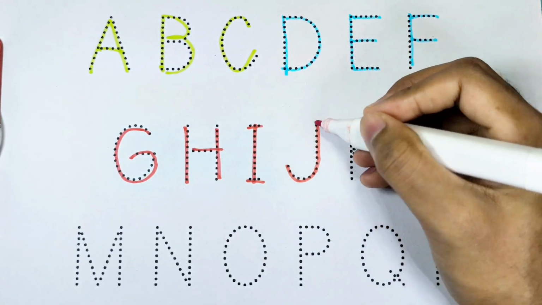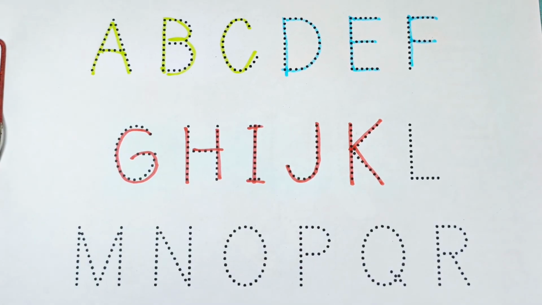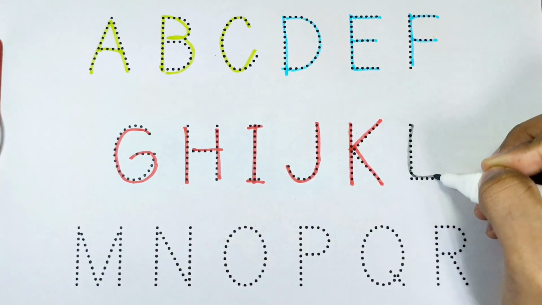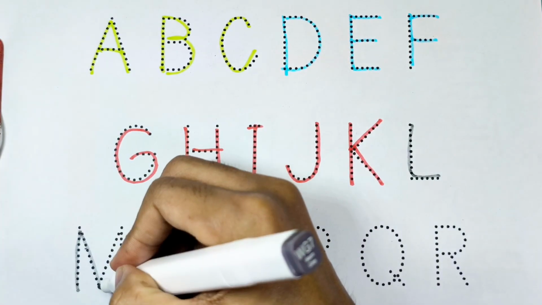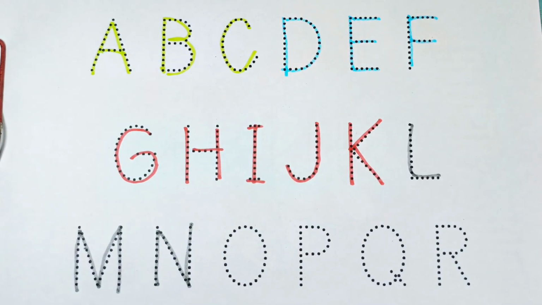The next one is J. J for jackfruit. K for kite. L for lemon. M for mango. M for moon. N for nose, N for nest.